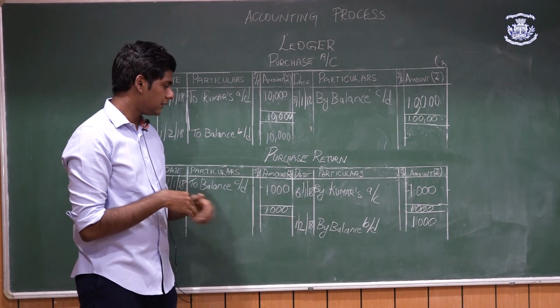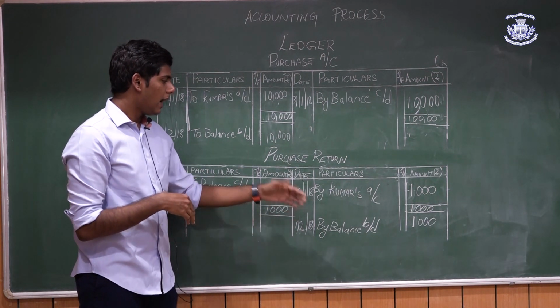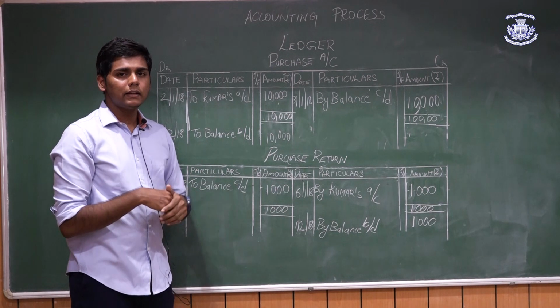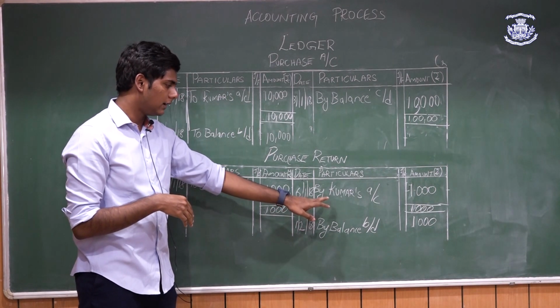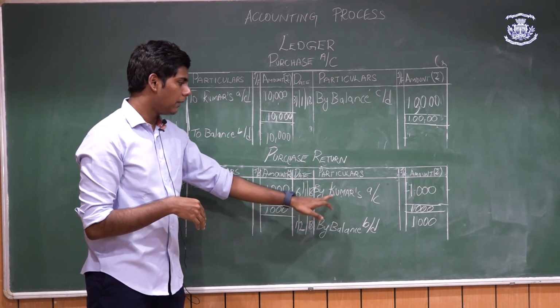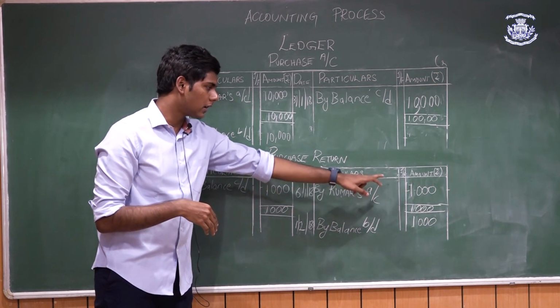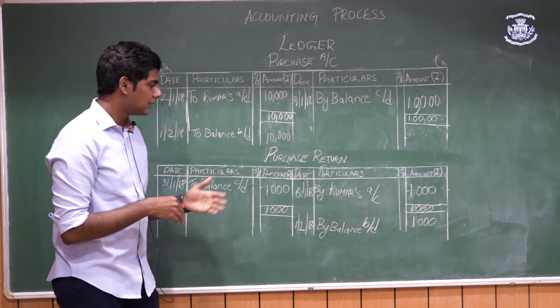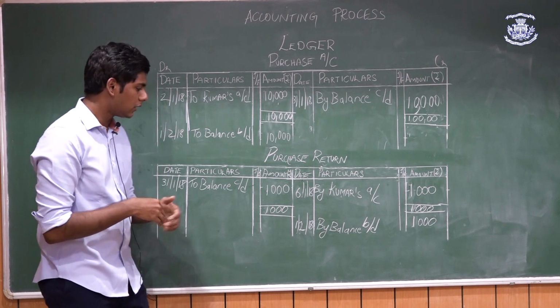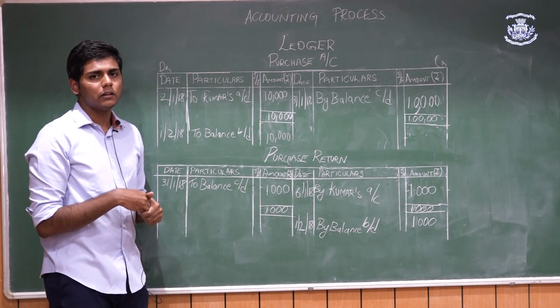Again, we have one purchase return, so we will mention the date. And since the expense is decreasing, we will record it on the credit side. We will record it as by Mr. Kumar, by Kumar's account, 1,000. And since we have only one purchase return, we can go ahead and balance it like we did in the previous ledgers.